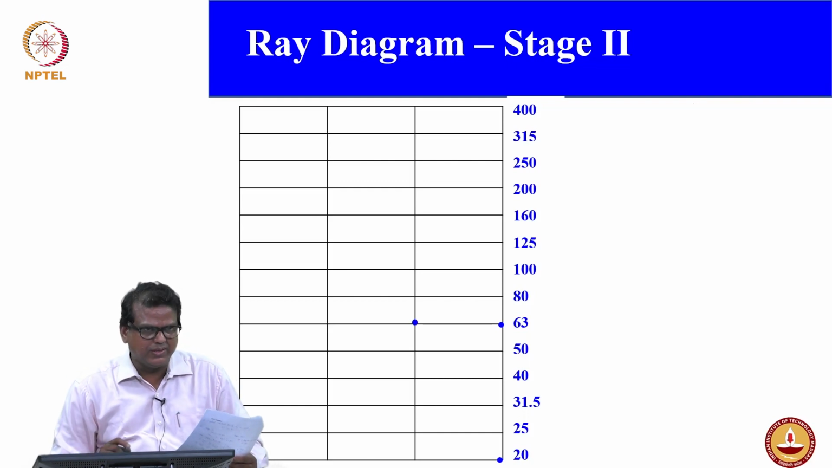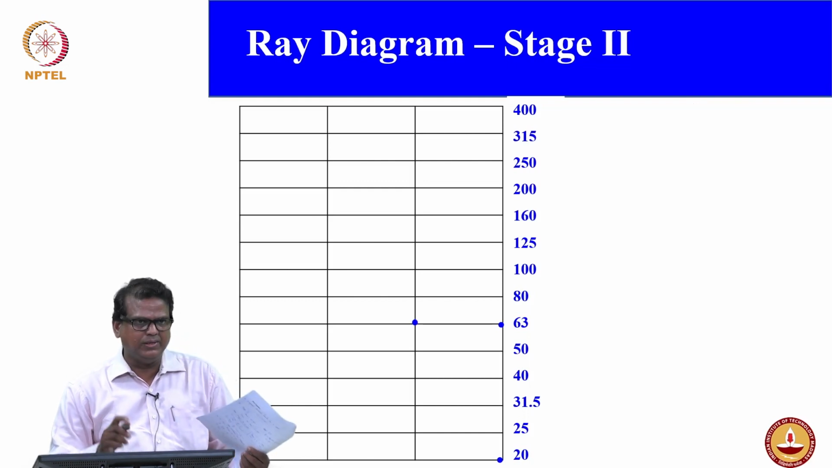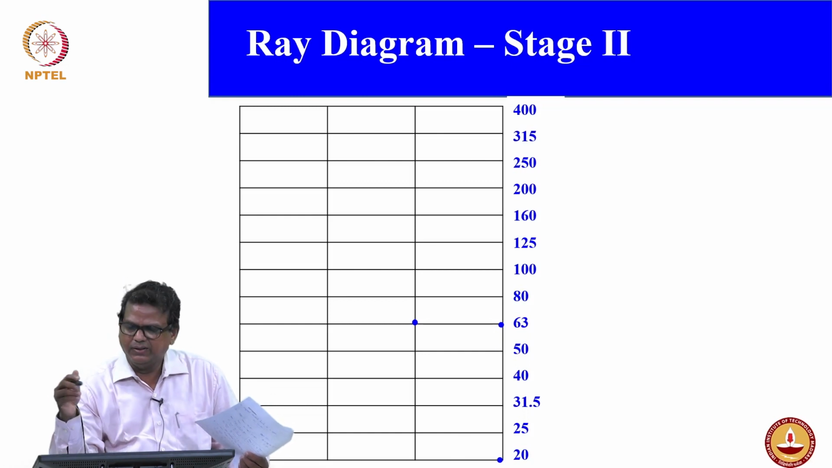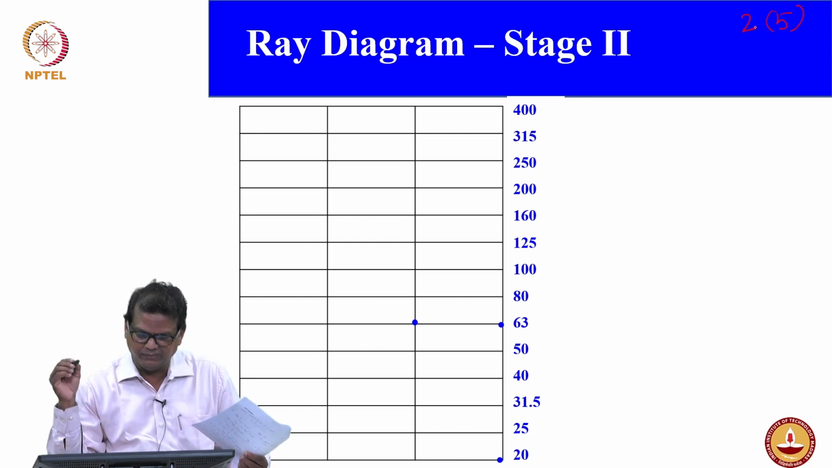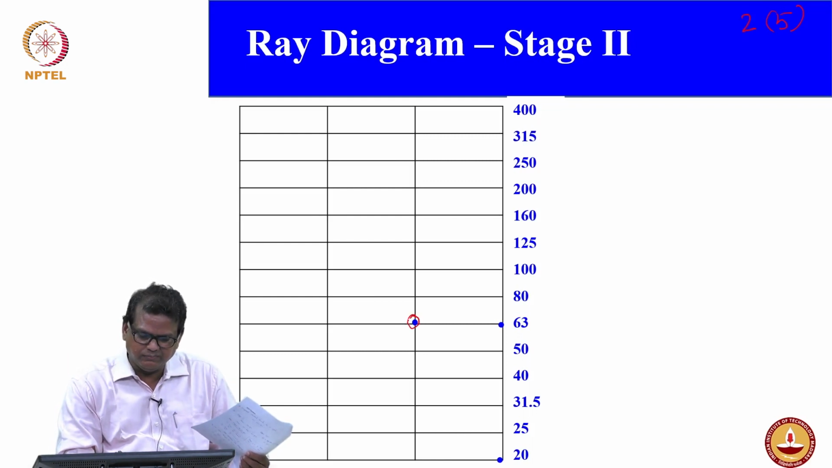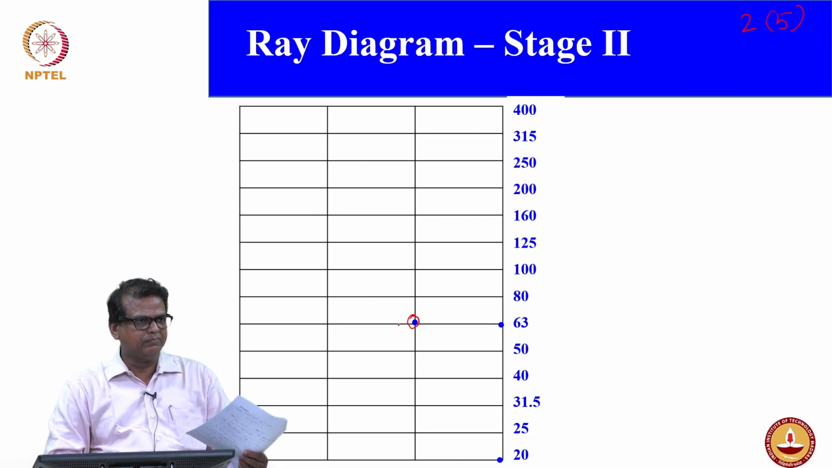We are moving to stage 2. Before going to stage 2, we need to finish stage 3, right? What is the stage 3 formula? We have already mentioned 2 of 5, right? 2 of 5. So, one input speed we got. What would be the next input speed of stage 3?